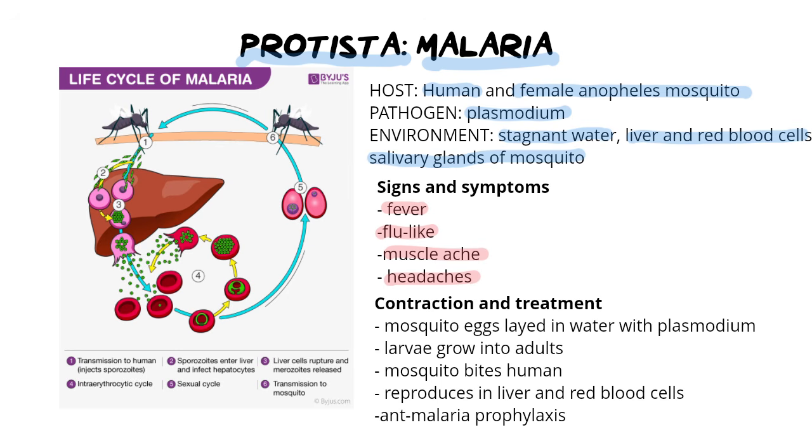Well, you contract it through a mosquito biting you. And essentially what happens is the following. A mosquito lays its eggs in water where there is plasmodium living, right, where this malaria protist is. The larvae then grow into adults, and then those adult mosquitoes bite humans.